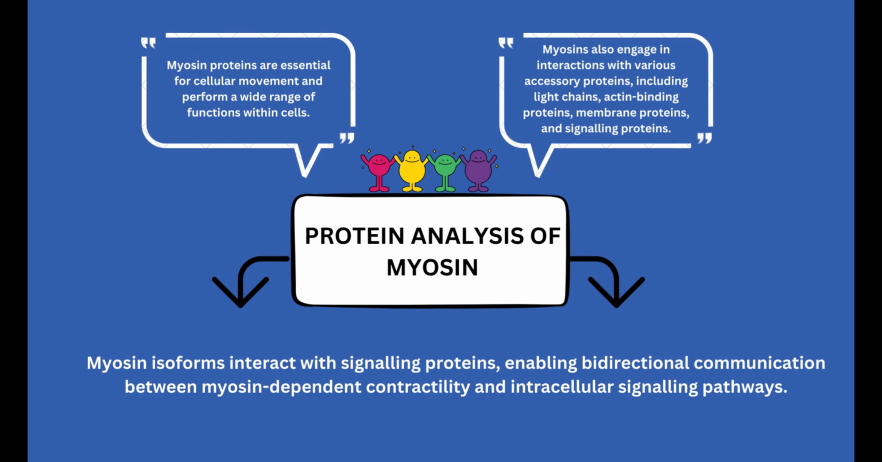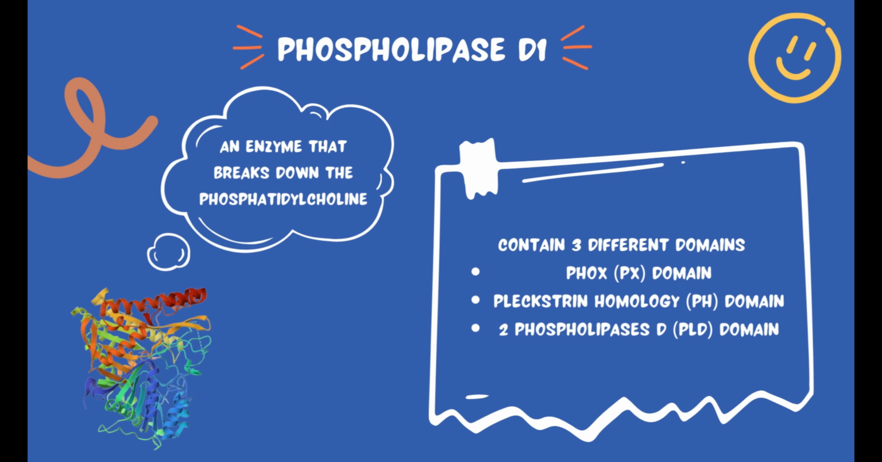Next is the protein analysis of myosin. Myosin proteins are essential for cellular movement and perform a wide range of functions within cells. Myosins also engage in interaction with various accessory proteins, including light chains, actin binding proteins, membrane proteins, and signaling proteins. Myosin isoforms interact with the signaling proteins, enabling bidirectional communication between myosin-dependent contractility and intracellular signaling pathways.